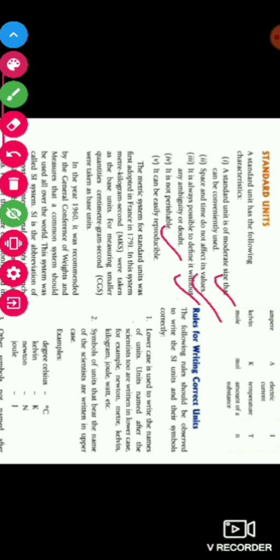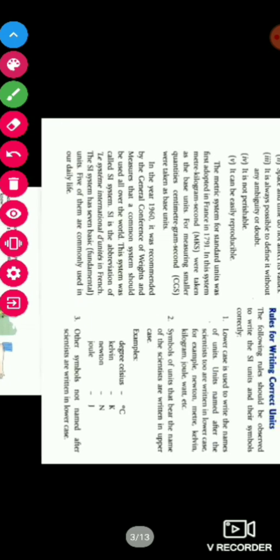Now why did they need it? Now how did people adopt the standard unit? The first time in the world, France adopted a standard unit, the metric system. Metric means nothing, it's related to meter. The metric system for standard units was first adopted in France in 1791. In this system, meter, kilogram, second, which is called MKS.